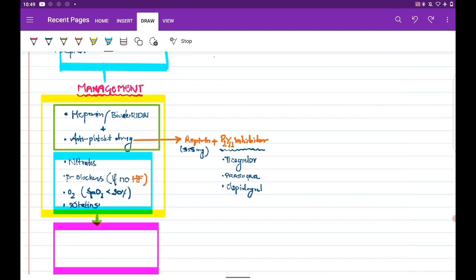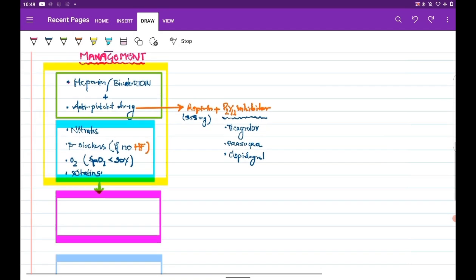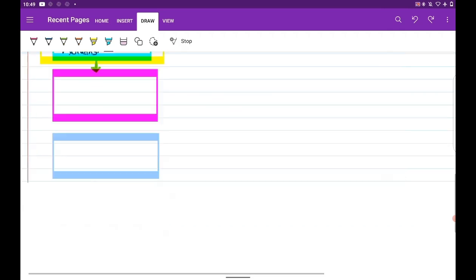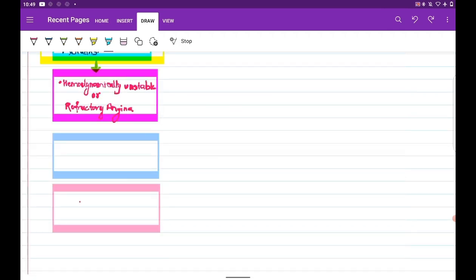Now what happens if, even after we have given heparin, an antiplatelet drug and all the other drugs I have mentioned, the patient is still hemodynamically unstable, that is the patient is collapsing, BP is going down, or there is refractory pain, that is refractory angina? In these cases we have to take the patient immediately to the cath lab and do a PCI, percutaneous coronary intervention, within 2 hours.